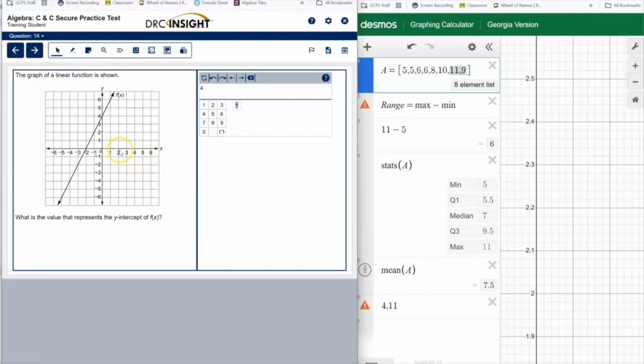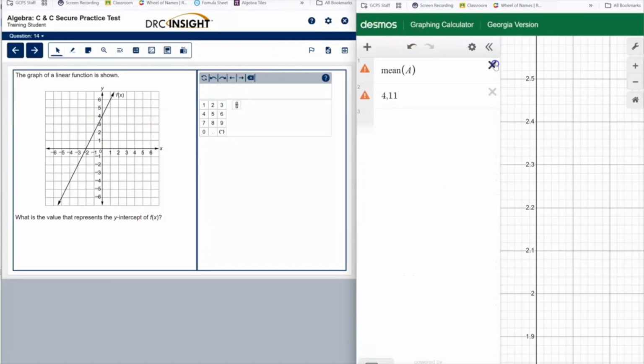All right, so the last question, it says the graph of the linear function is shown below. What is the value that represents the y-intercept of f of x? So I'm just looking for the y-intercept. Do I need to go ahead and type it in? I do not, okay, because I can see what the y-intercept is. So mathematically, I think the y-intercept is (0, 4), because that's where it happens.